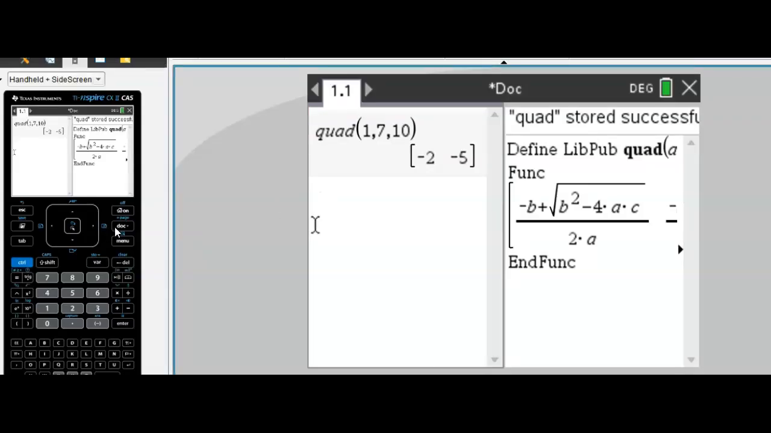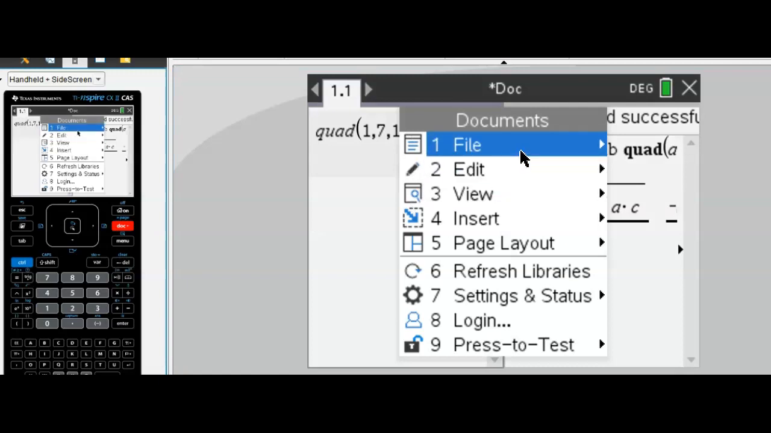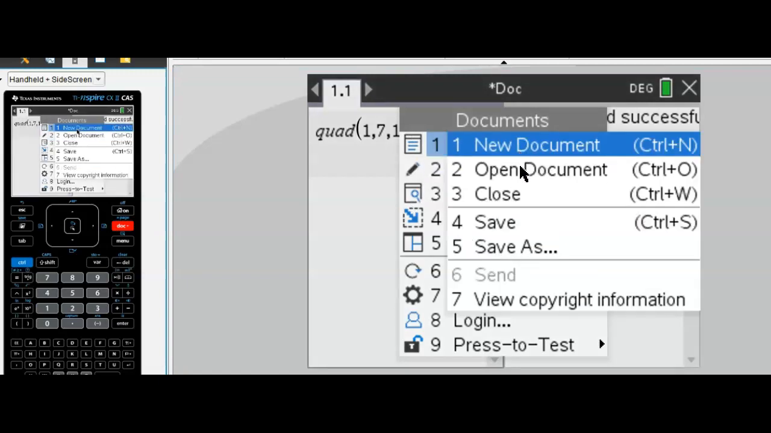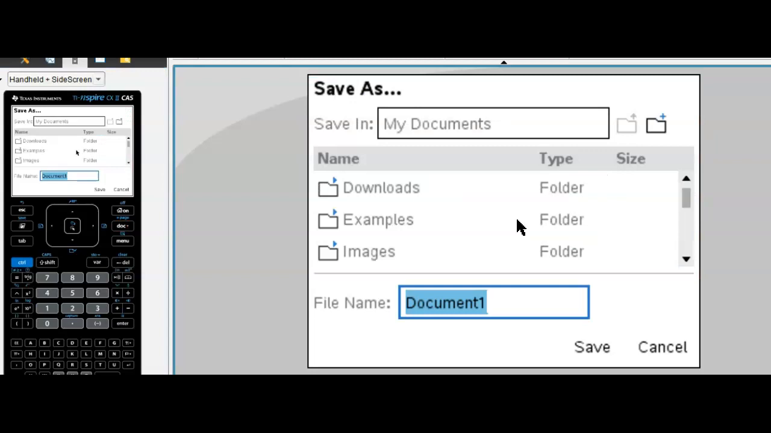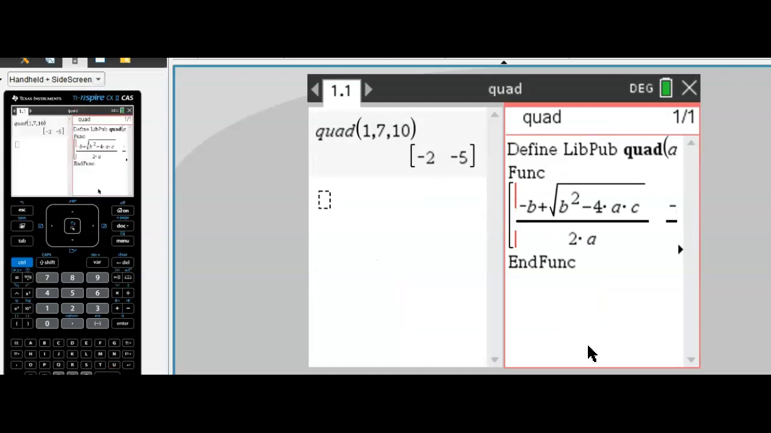Okay, so let's save it. All right, and I'm just going to call it the quadratic formula. Actually, I'll call it quad because that's what I called it before. Okay, and then just save, and there it is.